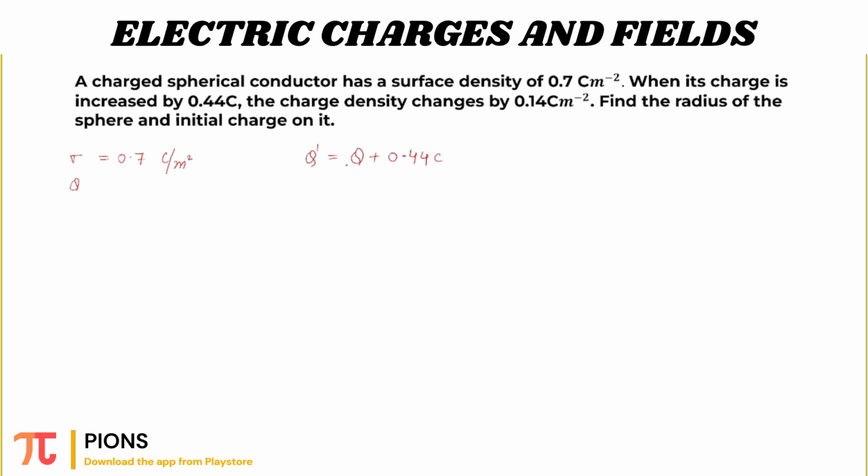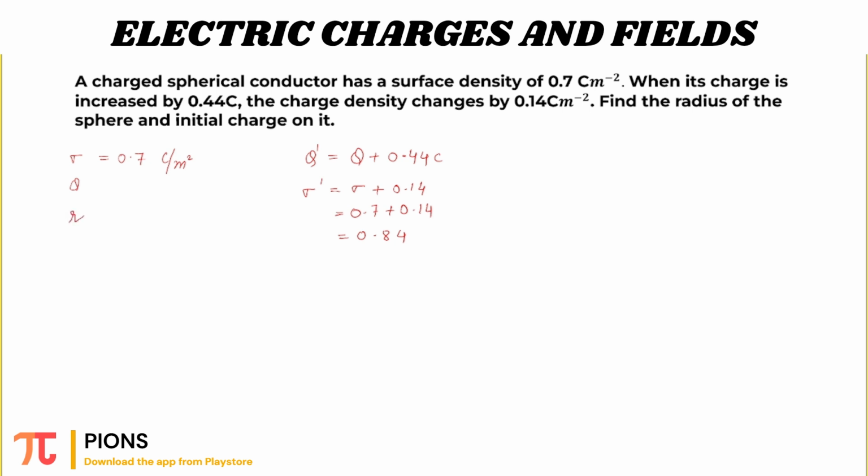The charge density changes by, again the word is changes by. Changes by means again the sigma dash will be equal to sigma plus 0.14, and sigma is nothing but 0.7. So let me add straight away 0.14, and it will make it 0.84. That will be its new surface charge density. Find the radius of the sphere and the initial charge. So let's assume that the sphere has radius r, that will remain the same in the previous case as well as this case, right? Because only the charges and sigma are changing.